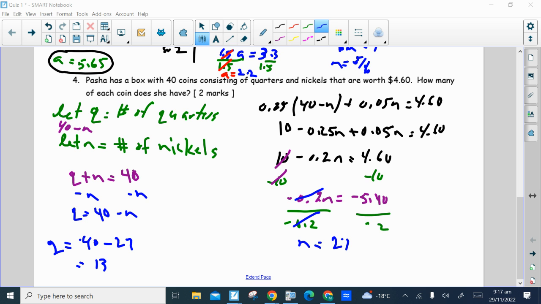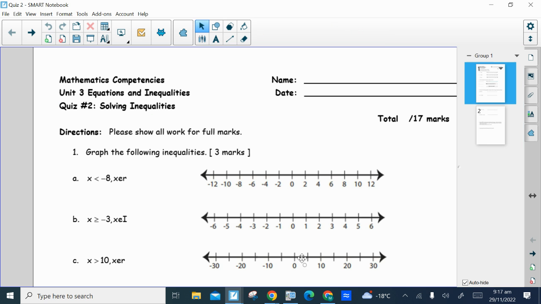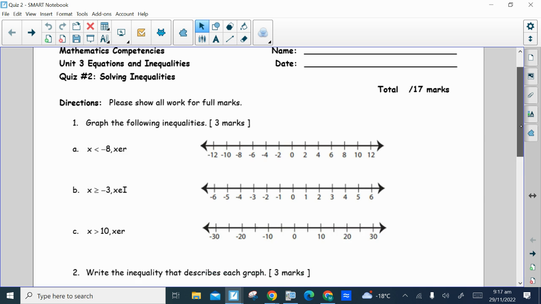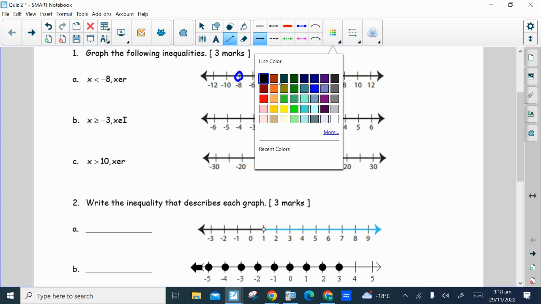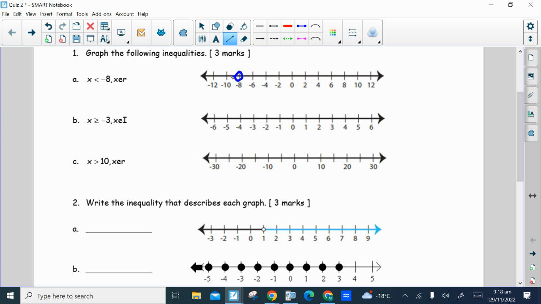Okay, so let's go through this one. Again, it says graph the inequalities. So the first one, x must be less than -8, and x is an element of real numbers, which means you're going to have an open dot on -8. And because it's less than, the number line will go to the left, and it's a line because x is an element of real numbers, which means all fractions and decimals.